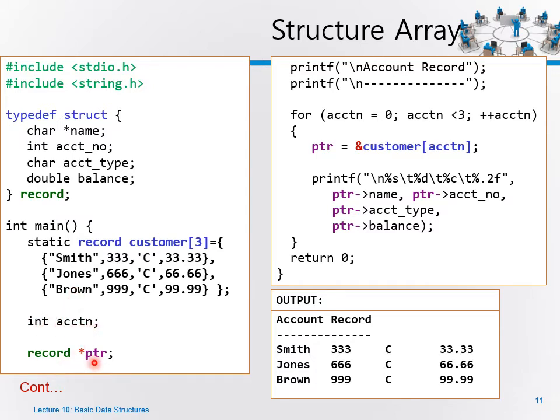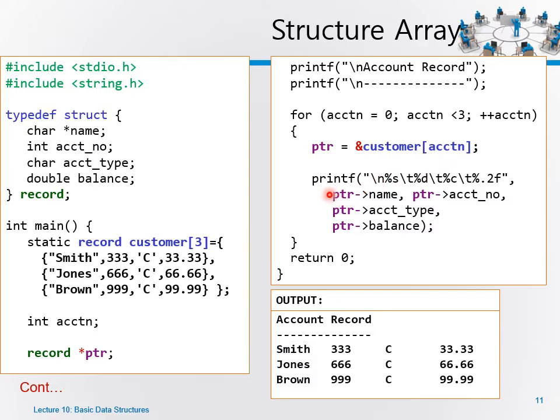Then integer account number, then record, the pointer. You have printf account record. For array, definitely don't forget to include the for loop, because we have 3 records here. You call for 3 records. Then this pointer equals the address of the customer account number. So this account number is actually the counter.